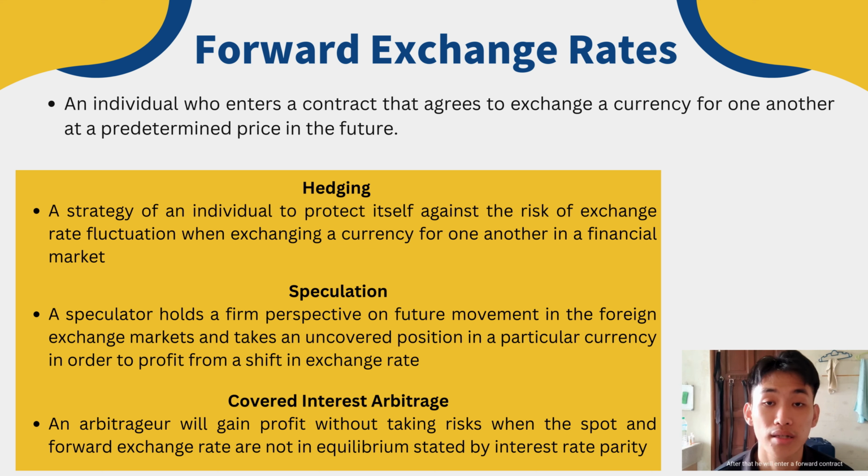After that, he will enter a forward contract to hedge against the exchange rate risk in the foreign exchange market. Once he earns profit from the investment, he will repay the money that he borrowed and the interest charged on the loan. The remaining money after paying the loan will be the riskless profit that the arbitrageur could earn.